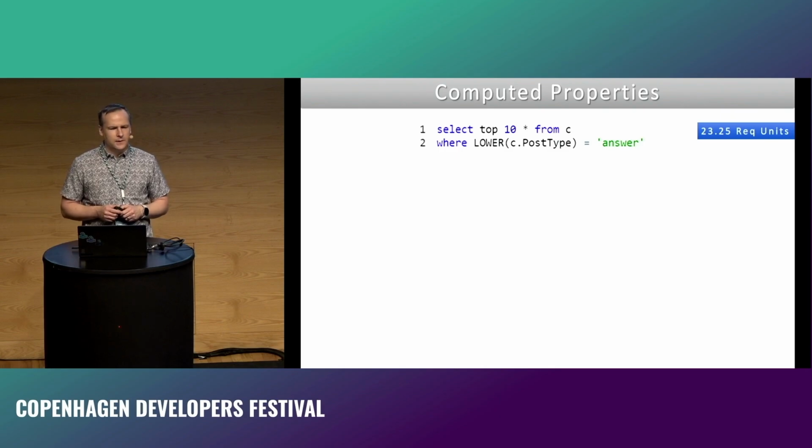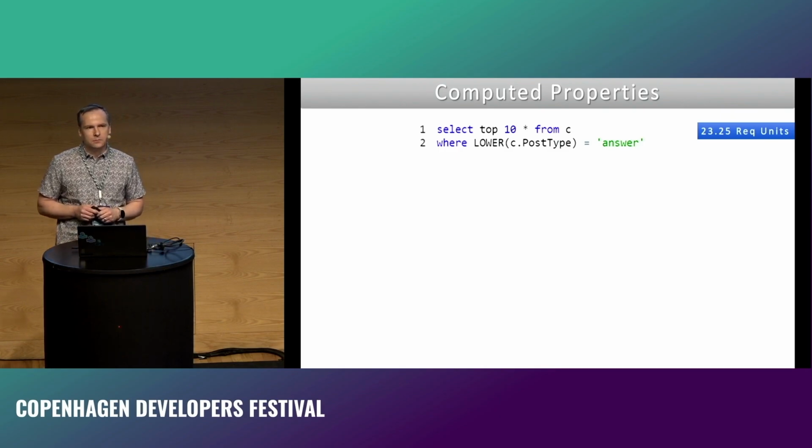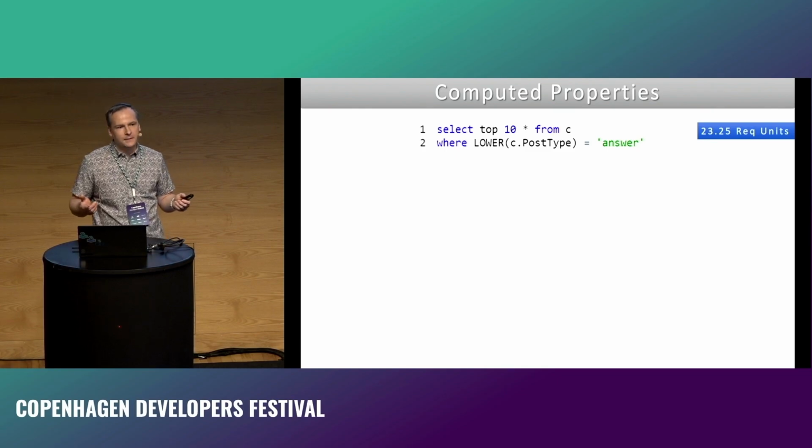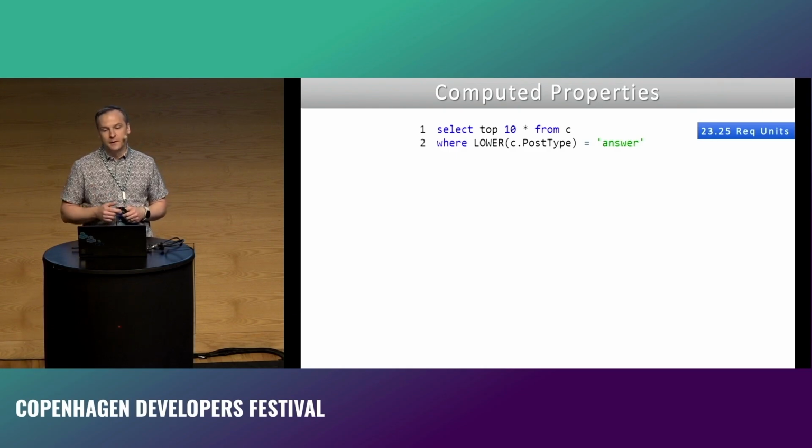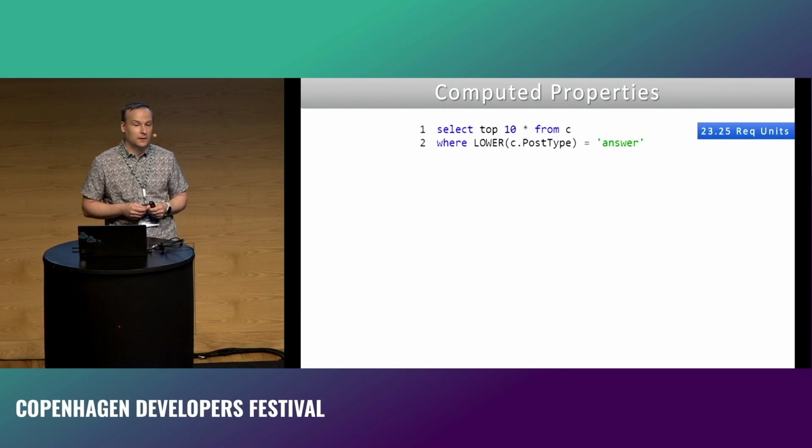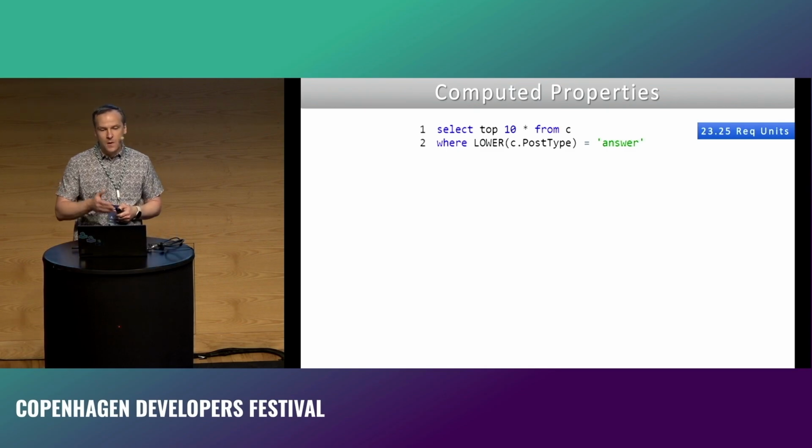Next one, this one is actually a brand new one, computed properties. So, this is a NoSQL database, and sometimes you have to use the lower function because I guess the post type here must be, answer anything like this. So when you actually run that, this is a function. This function is going to be costly for you, and the system function is going to be costly. In this case, it is like 23.25 request units.